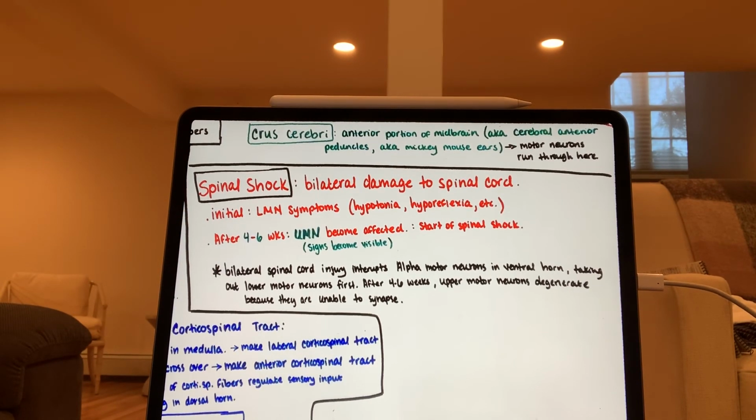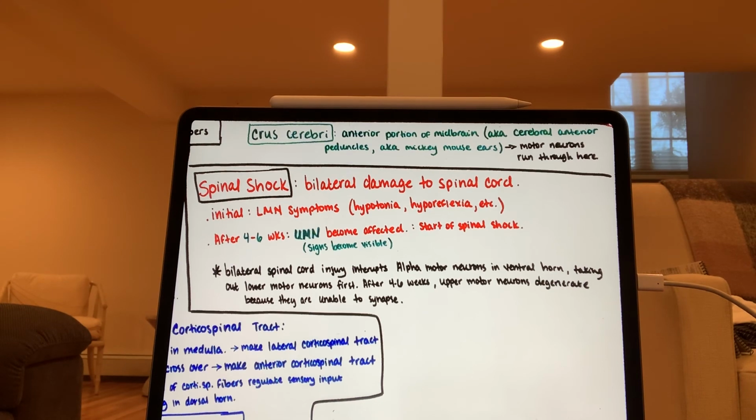So basically what you're seeing is that due to an upper motor neuron injury, lower motor neurons become damaged. Why does that happen? It's because the upper motor neuron cannot synapse on the lower motor neuron, so the lower motor neuron becomes weak because it's not sending its signal to the skeletal muscle, since it's not being synapsed on by the upper motor neuron due to a lesion in the upper motor neuron.